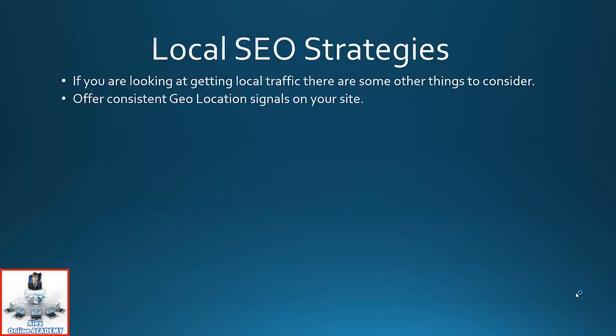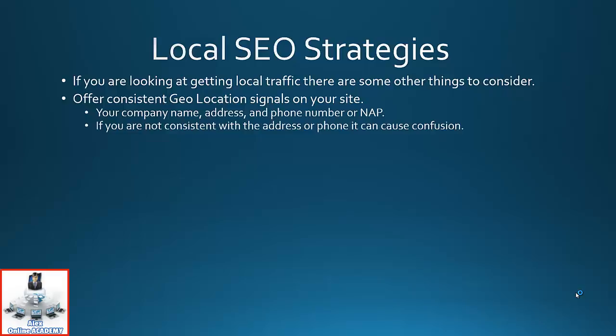One of the key things is to offer consistent geolocation signals on your website. This would be your company name, your address, and your phone number, or some people refer to it in the local space as your NAP, meaning your name, address, and phone. They should all match up. They should all be similar in nature. They should all actually be consistent. If you're not consistent with the address or phone, it can actually cause confusion, not only for you and for Google, but also for your customers. And it's going to cause confusion for you because it's not going to be updated across the web. You just need to be very consistent.